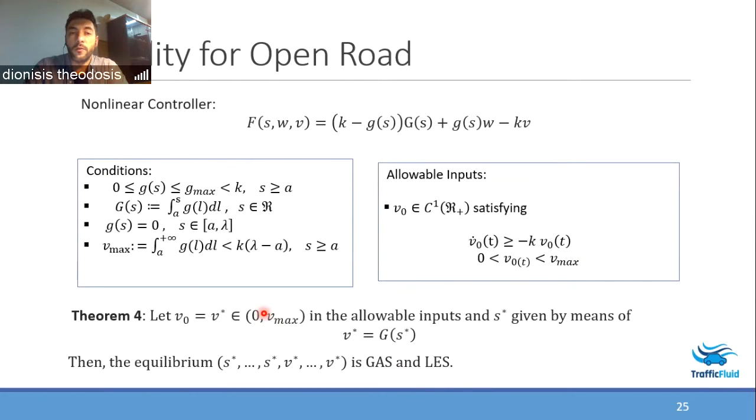Under the same conditions, in addition to safety and string stability, we can also prove stability. We have that for the desired speed and some desired spacing, which is given as the solution of this algebraic equation, the equilibrium of the platoon is globally asymptotically stable and locally exponentially stable. This means that if we start from any point within the invariant set we saw earlier, we converge to these values, and if we start close enough to those values, we converge exponentially fast.